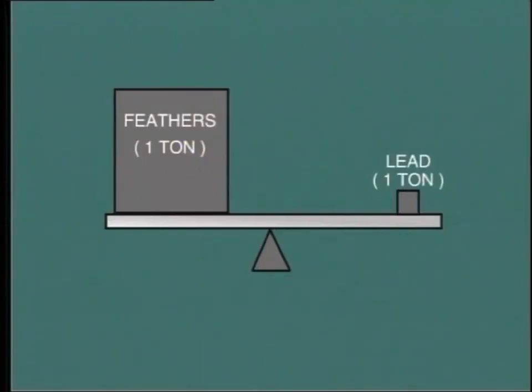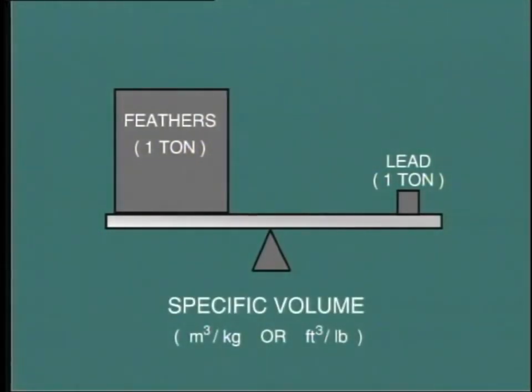I'm sure we all remember the old trick question, what weighs more, 1 ton of feathers or 1 ton of lead? Well, of course, both of these quantities weigh the same. We have just said so, 1 ton. But there is no doubt that the volume of feathers would be much, much greater than that of lead. In other words, the specific volume of feathers in cubic meters per kilogram or cubic feet per pound is much greater than that of lead.